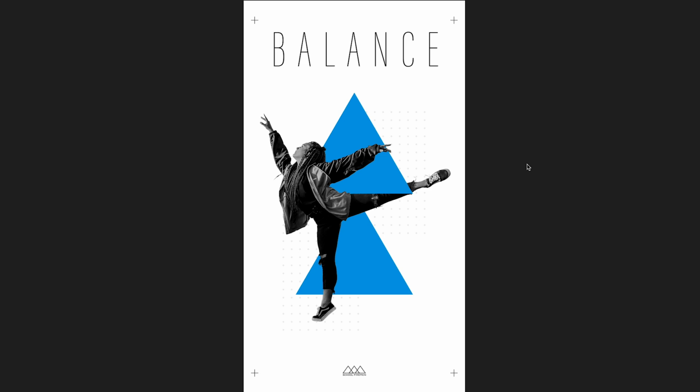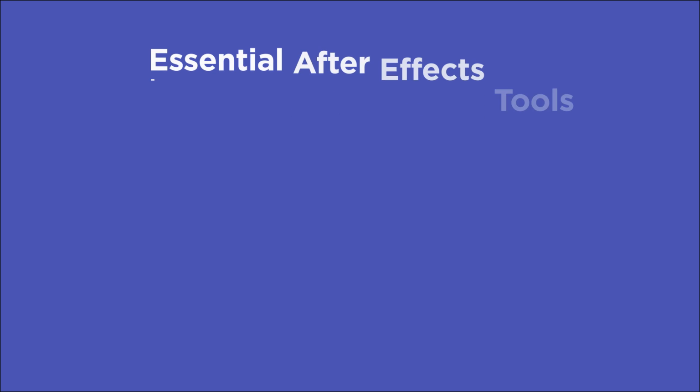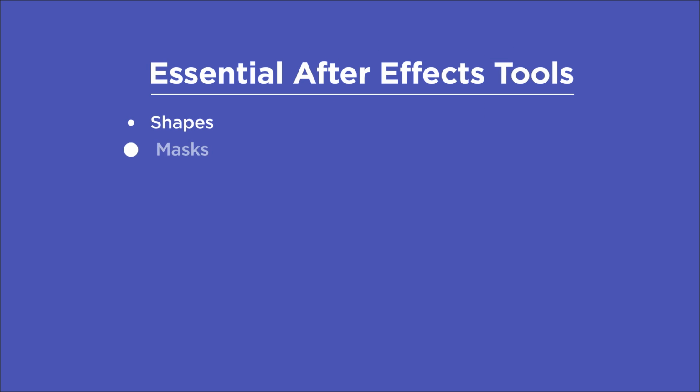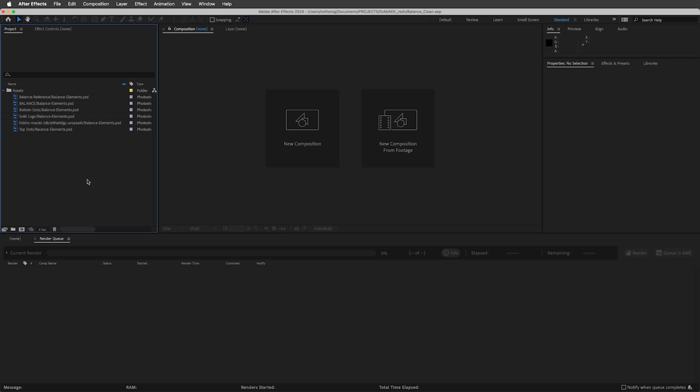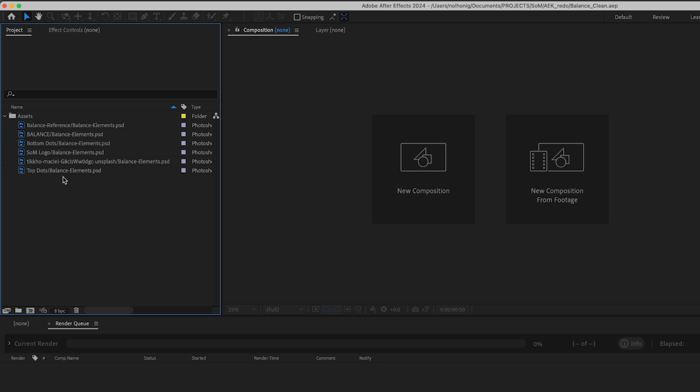Today we're going to make a social media animation using 3 essential tools in After Effects, which are shapes, masks, and keyframes. I already have a couple of images imported, as you can see here, and these are all layers from a Photoshop file that I first designed and then imported, okay? So let's get going here.